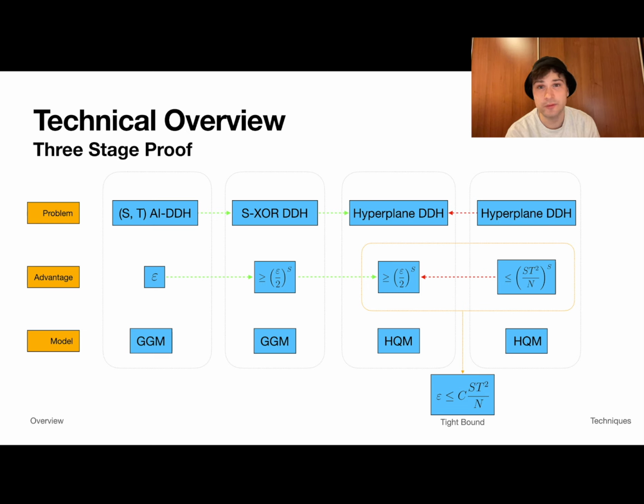Additionally, as we move between the preprocessing setting, the K-XOR setting, and the hyperplane DDH setting, the bounds on our advantage are going to change, as well as the query complexity.